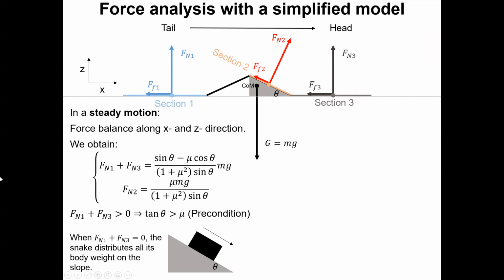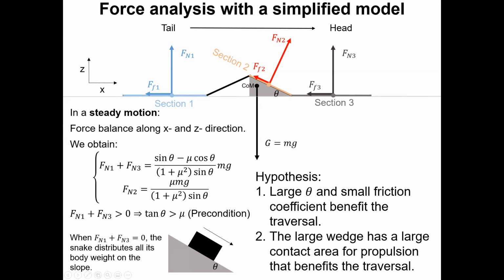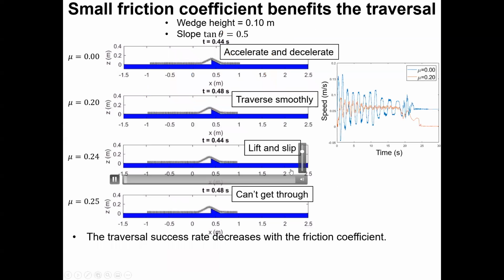When the sum of Fn1 and Fn3 equals 0, the snake must distribute all its body weight on the slope. It is equivalent to the case that its entire body slips down a slope. So we can make a hypothesis that a large theta and a small friction coefficient benefit the traversal. On the other hand, we can intuitively speculate that a large wedge has a large contact area for propulsion that benefits the traversal. Keeping the wedge height and the slope constant, if the terrain is smooth, the snake can accelerate and decelerate until it collides with the obstacle.